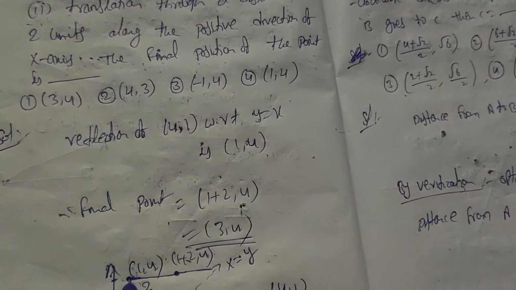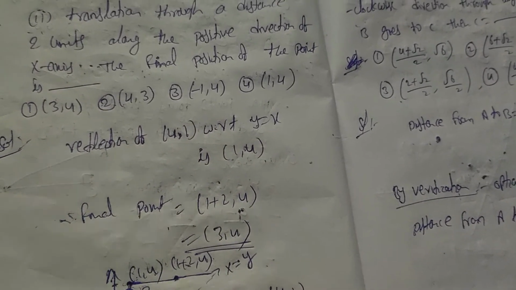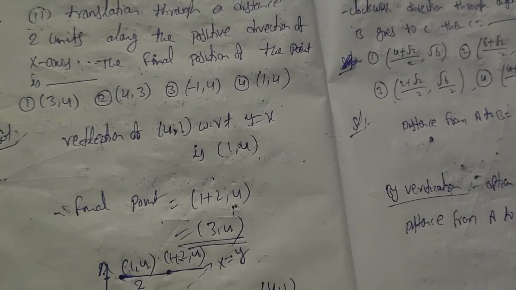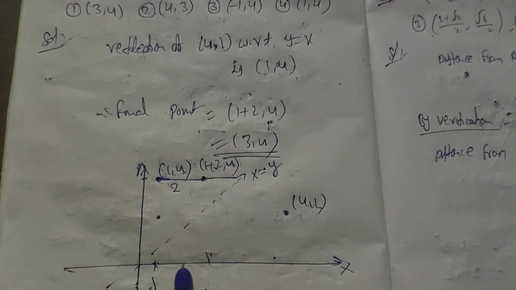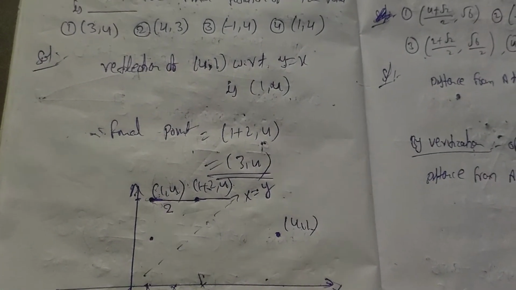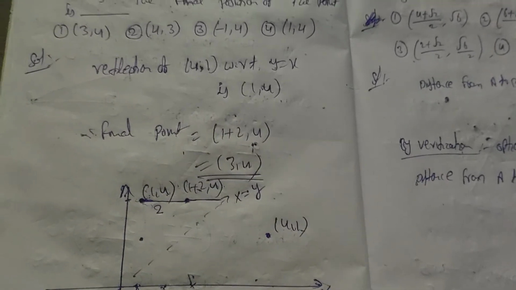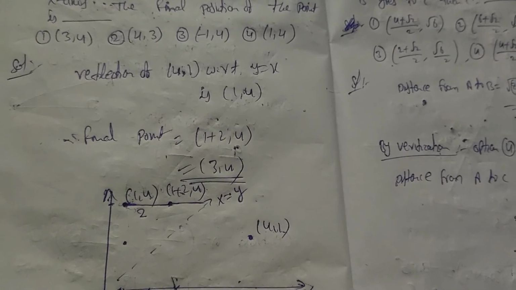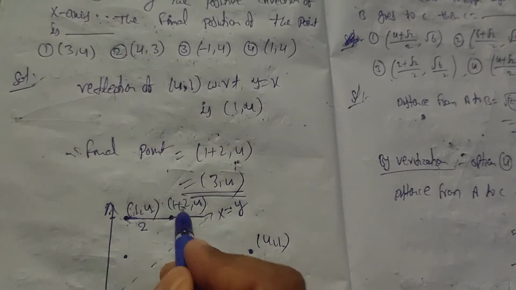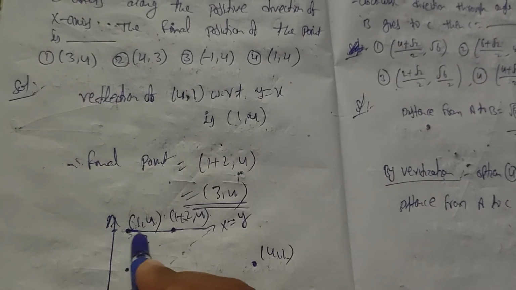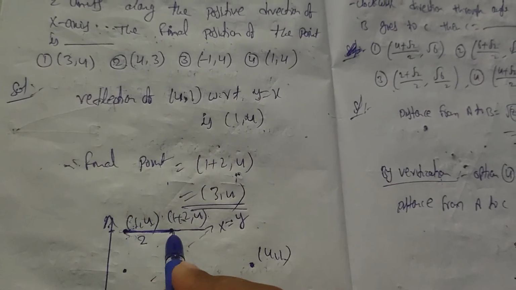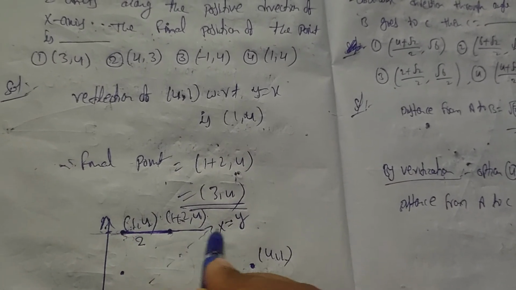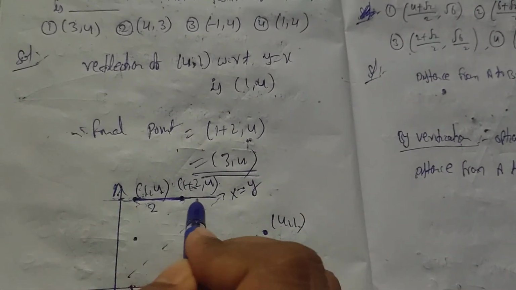Okay, so from 1 comma 4, if it moves 2 units, this is 1 point, this is 2 here, and this is 3 here. So moving 2 units from 1 means it goes to 3. So the x coordinate will be 3. That means if we add 1 and 2, that gives the same x coordinate, 1 plus 2 is equal to 3. The y coordinate will be the same. On this line, which is parallel to the x-axis, the y coordinate is always the same.